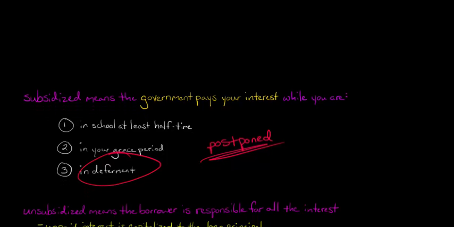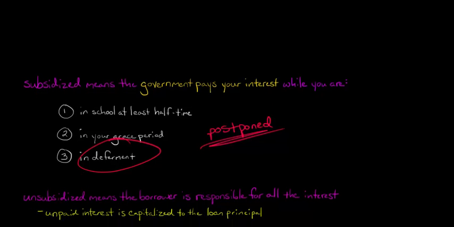Deferment, if you don't know what that means, just means a postponement. Maybe you're unemployed or something and you apply for a deferment, and the government would pay your interest for you on your student loans, assuming that they're subsidized loans. Now if it's an unsubsidized loan, what that means is that the borrower is going to be responsible for all of the interest from day one. The government is not going to pay any of the interest, and each period, any unpaid interest is going to be capitalized to the loan principal. The loan principal just means the balance of the loan that you owe.